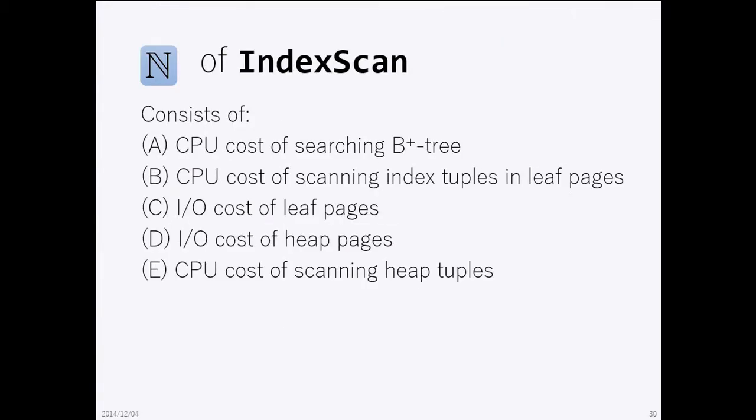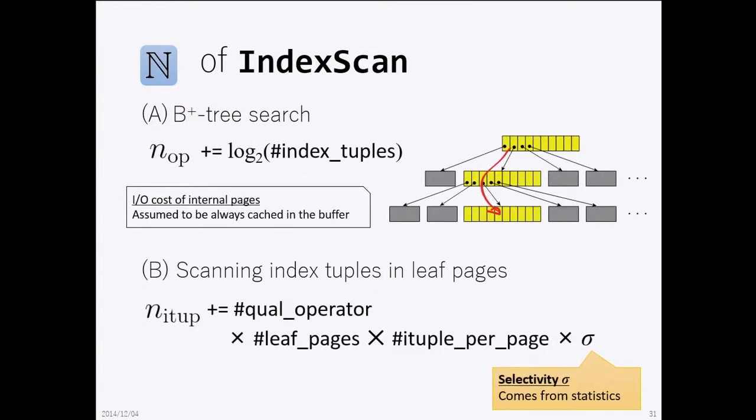Next, index scan. Index scan is a bit more complex than sequential scan, and basically consists of these five cost components. Let's check them one by one. The first component is B+tree search. Internal node of B+tree is frequently accessed, so it is assumed to be always cached in buffer memory. So CPU cost of searching down B+tree is counted not as I/O cost, but as CPU operator cost.